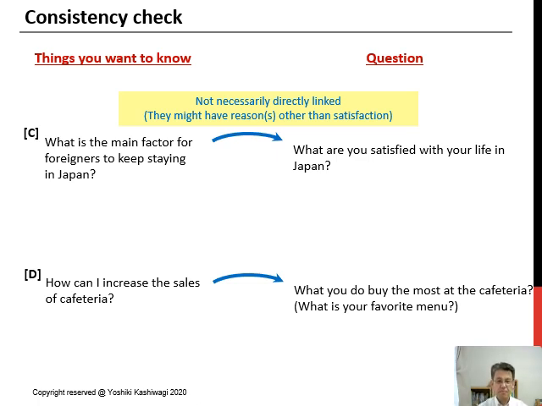How about the next one? How can I increase the sales of the cafeteria? This is the goal, or what you want to know. And then the question is, what do you buy the most at the cafeteria? Or what is your favorite menu, or something like that? What is an issue? And how would you rephrase the question to meet the goal?